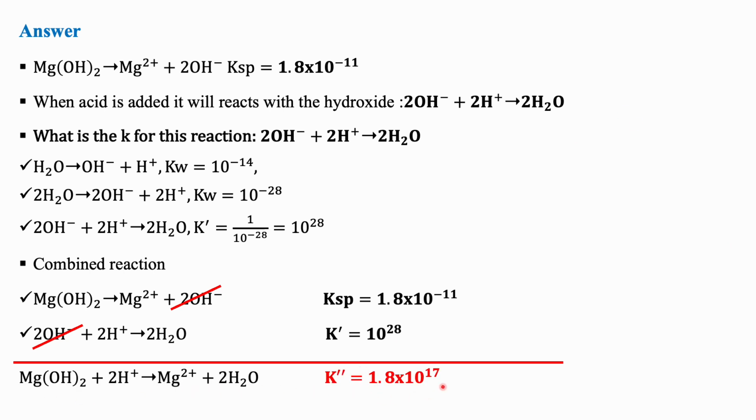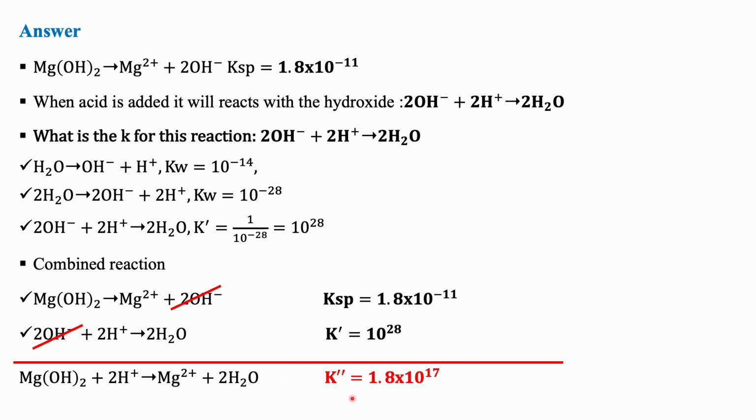Then we have a new K, which will be equal to 1.8 times 10 power 17. So you can see that this K, the new K, is far higher than this one. Here we have 10 power negative 11, and here we have plus 17. So you can see that adding an acid will increase the solubility considerably, because the K is also increased extremely.